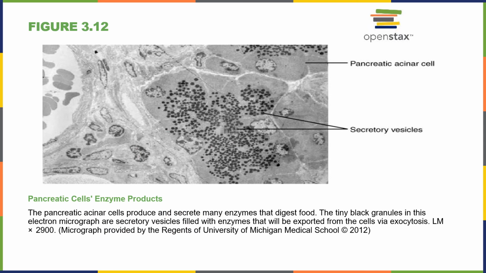In this illustration, we see some pancreatic cells. And these cells produce and secrete enzymes that we use in the digestive system. So these little black dots are secretory vesicles, and they're filled with enzymes, and those are going to be released through exocytosis, right? So all of those are little secretory vesicles.